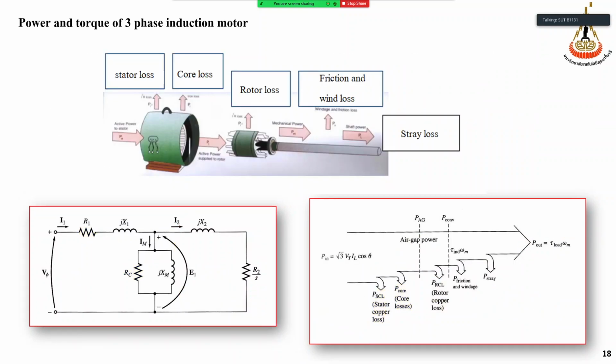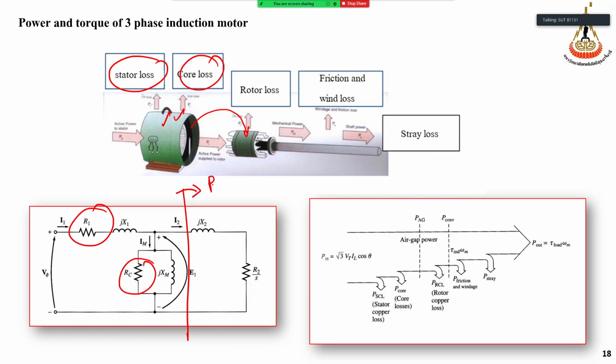Okay, and this figure shows the loss taking place in different parts, right? This stator loss is the loss in the stator. We use R1 as the equivalent parameter, and for core loss we use RC as the parameter. And then the power transfer, right? Power is transferred from the stator across the air gap to the rotor. The power transferred here we call PAG. Here, PAG, right? Okay, and then after that we have the rotor loss.